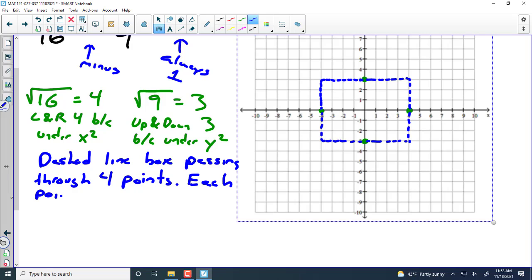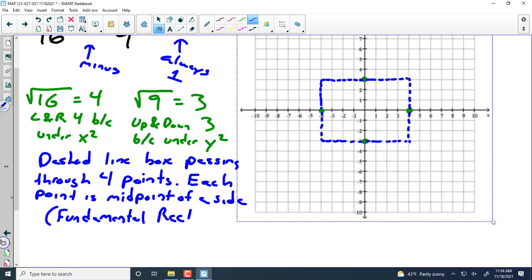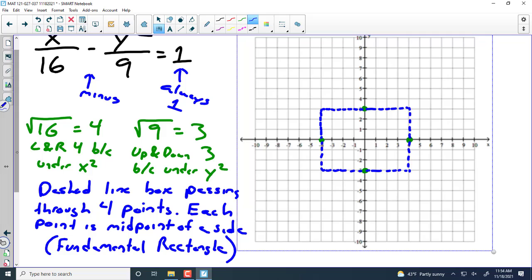Each point is the midpoint of a side. That's how you know where they are. Each point that we drew is the midpoint of one side of that rectangle. This is actually called, and I don't use this term as often as I should, the fundamental rectangle. And the reason we're doing it with dashed lines is because that's not the hyperbola yet. You know what a hyperbola looks like, those 2 huge curves. This is not a hyperbola. And we're going to draw something else that's dashed, everyone.